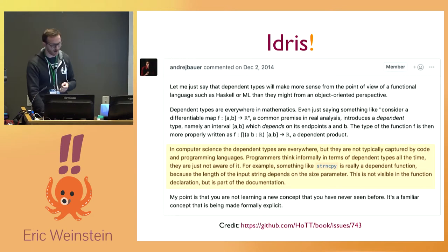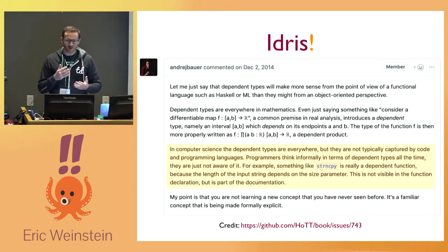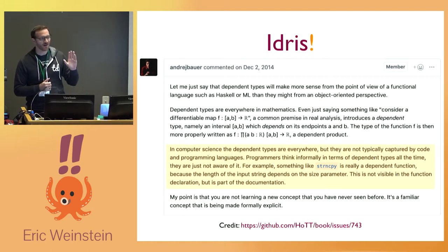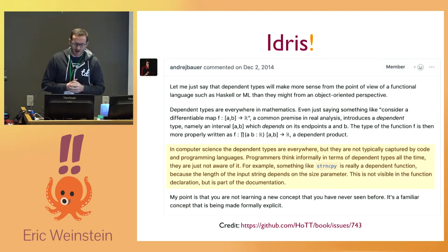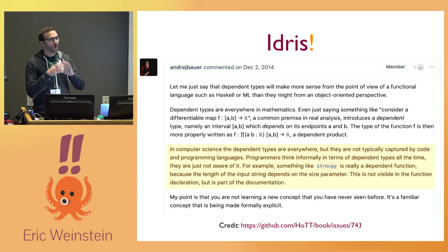Now, I've done some work on Idris, and it's really tough to find a lot of practical examples, right? People are, I think, relatively new to dependent types. There's not a lot of really cool stuff that's being done with it in production now, but I found this issue on a book about type theory on GitHub, and the really fascinating thing here is that we are already doing these things, and I'm just going to read the highlighted part real quick.